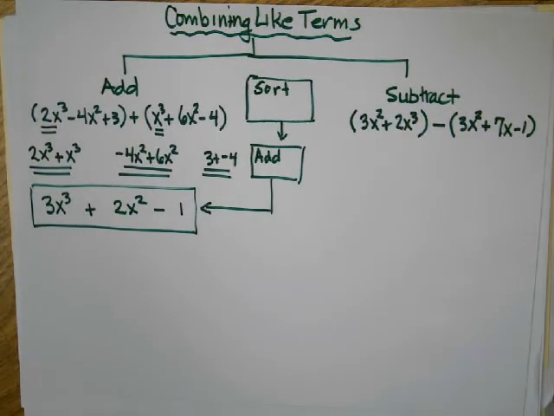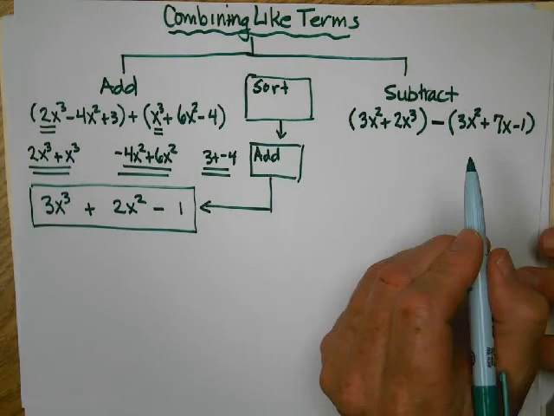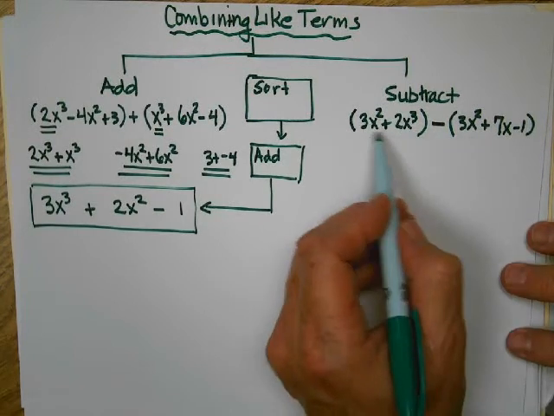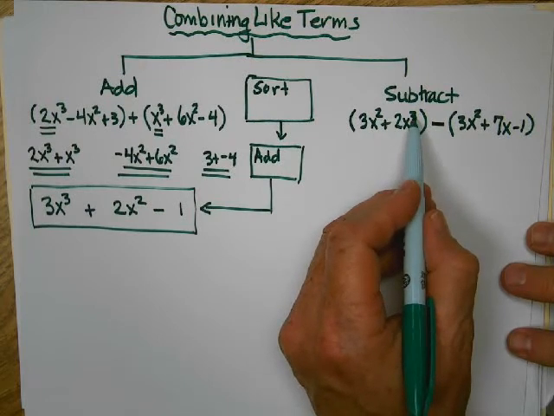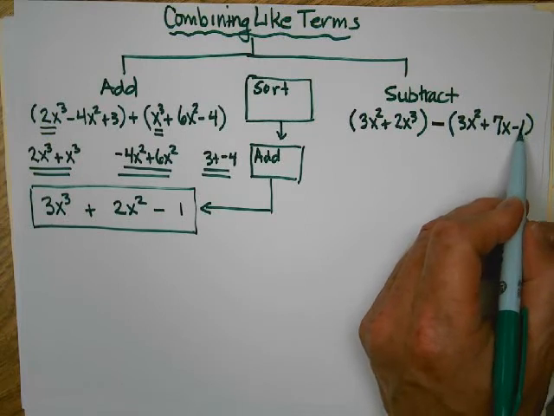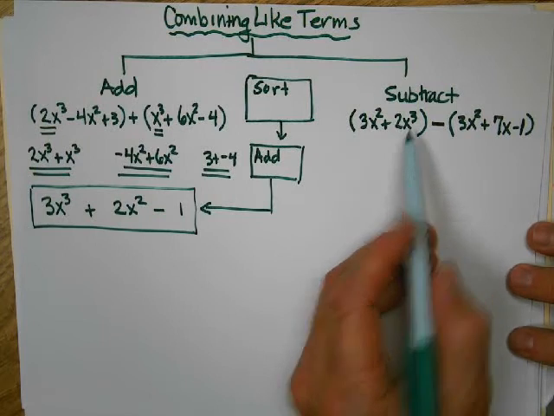Let's see if subtracting works the same way. How we know it's subtracting is the symbol between the two parentheses. We're going to start with the highest exponent. And what is the highest exponent we have here? This one says squared and this one says cubed. This one says squared, x, and just the number 1. So in this case, our highest exponent is 2x cubed.